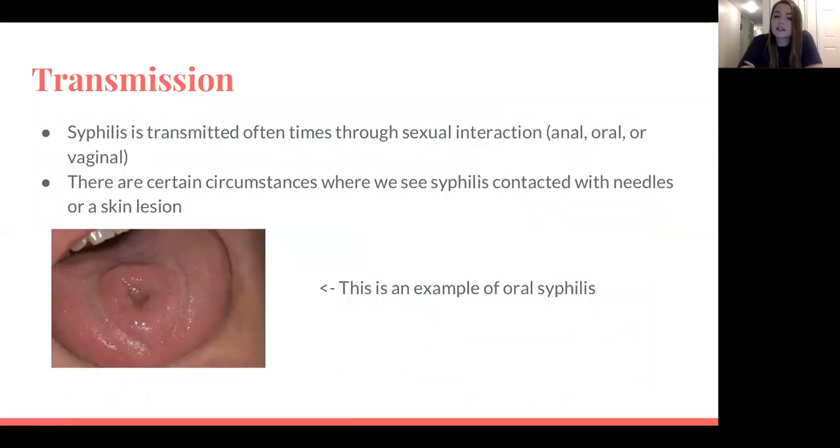To contract syphilis, it is transmitted oftentimes through sexual interaction, anal, oral, or vaginal, but sometimes we see in certain circumstances, with contact of needles, that you can get syphilis or a skin lesion.